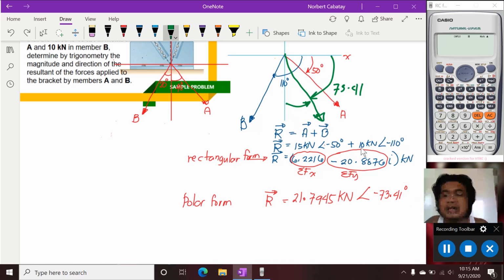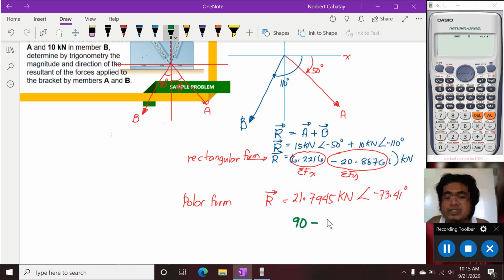All the angles we use here are referred from the positive x-axis. So what you will do, if this is 90 degrees, is subtract from 90. That will be 90 degrees minus 73.41. So 90 minus 73.41, and what comes out is 16.59, our answer the other day. That 16 degrees, if this is the resultant, was measured from the negative y.